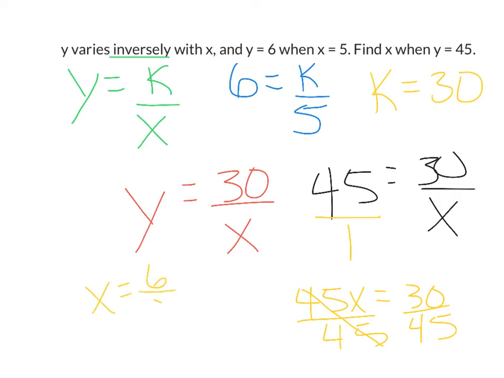6 ninths can be reduced even further to 2/3. So now that I've reduced it completely, I know that x is 2/3 when y is equal to 45. Please take a moment to pause this video and record this example.